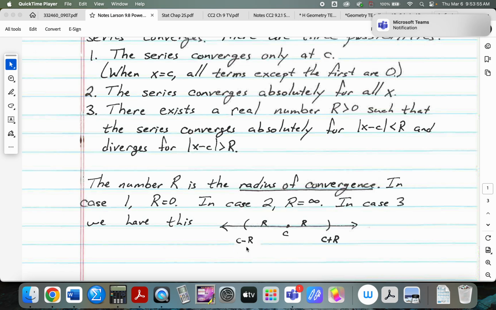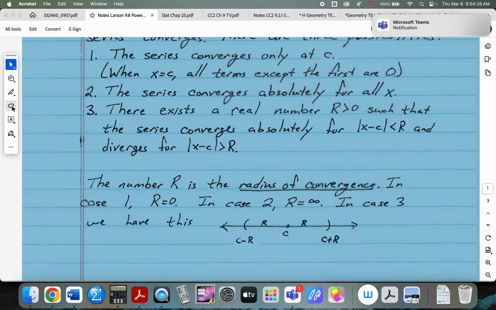Now, at c minus r and at c plus r, you have to look. It's possible that it can converge at both. It's possible that it can diverge at both. It's also possible that it converges at one but diverges at the other one. And we'll talk a little bit more about that in a few minutes. So notice, the College Board likes to ask multiple choice questions about this sort of thing.